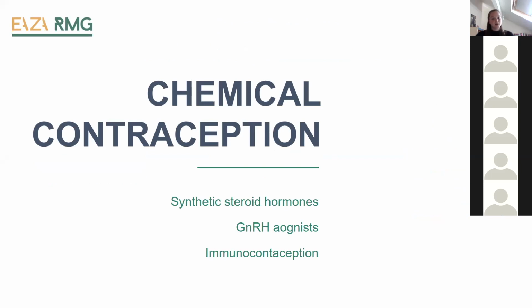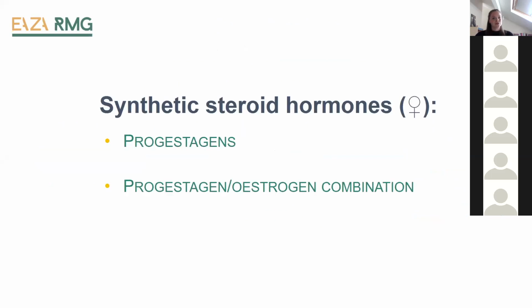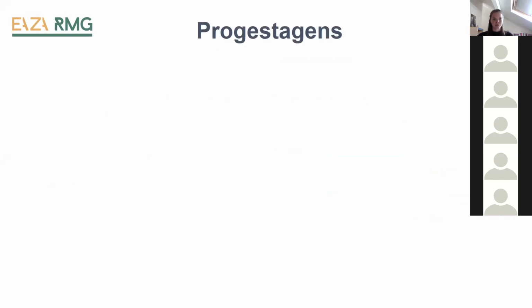When we're looking at chemical contraception, there's three main different groups of contraceptives that you can use. There's synthetic steroid hormones, GnRH agonists, and then also immunocontraception. So starting with synthetic steroid hormones, these are primarily used in females to limit reproduction. And you have progestogens and then progesterone and estrogen combinations.